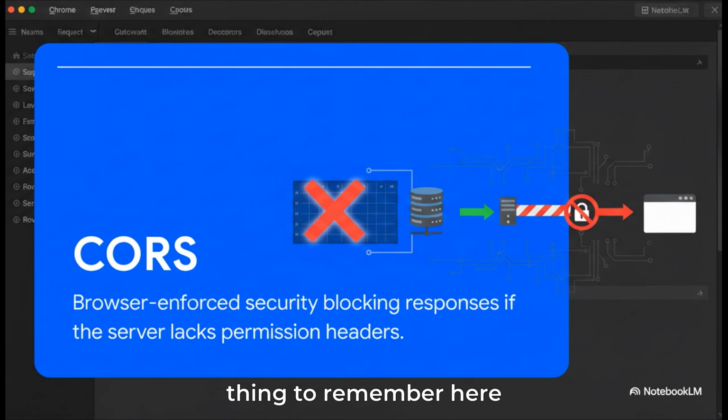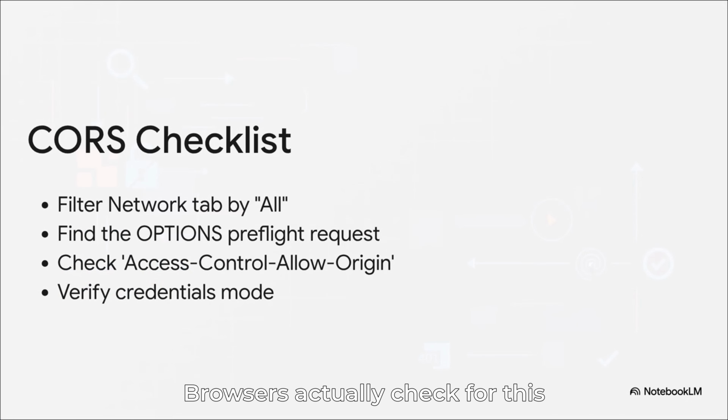The most important thing to remember here is that CORS errors are enforced entirely by the user's browser. It's a client-side security mechanism. This means your front-end request actually reached the backend server successfully, the server processed it, but when the response comes back, the browser essentially plays bouncer and says, wait a minute, the server didn't explicitly give me permission to read this data across different domains, and the browser blocks the code from seeing it. Browsers actually check for this permission beforehand by sending a pre-flight request using the HTTP OPTIONS method.